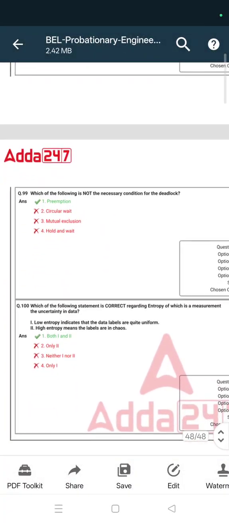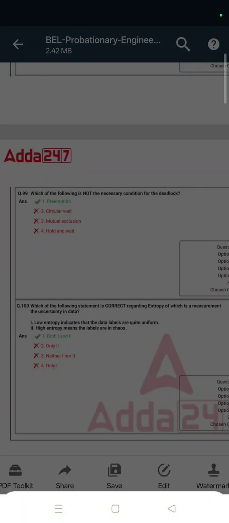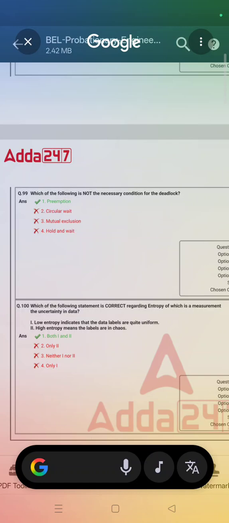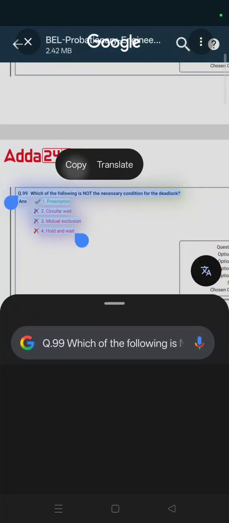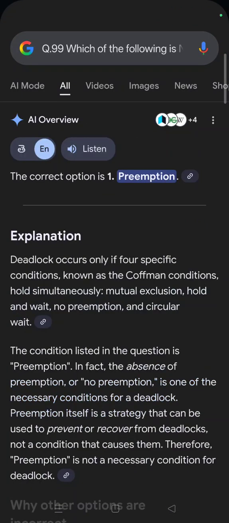Which of the following is not a necessary condition for deadlock? Preemption. No preemption is a necessary condition, not preemption. Deadlock occurs only if four specific conditions, known as the Coffman conditions, hold simultaneously: mutual exclusion, hold and wait, no preemption, and circular wait. The condition listed in this question is preemption.